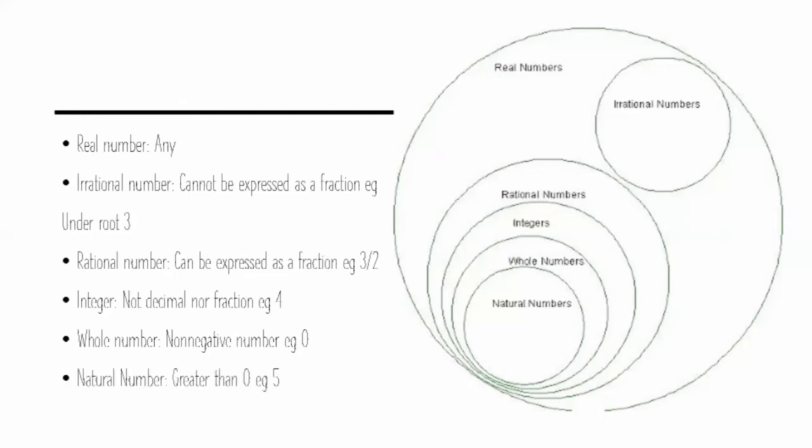And then within whole numbers, you have the category of natural numbers, and natural numbers are simply greater than 0, for example, 5. So the only difference between natural numbers and whole numbers is that whole numbers include 0 and natural numbers do not include 0. So in this region of whole numbers where you do not have natural numbers, the only value that you have is 0. And over here, you'll have 1, 2, 3, and so on. And these values are also going to be included in whole numbers as well as natural numbers, but 0 will only be included in whole numbers.